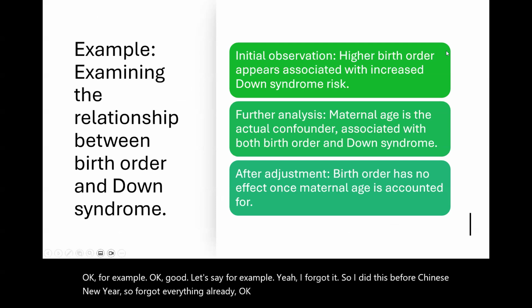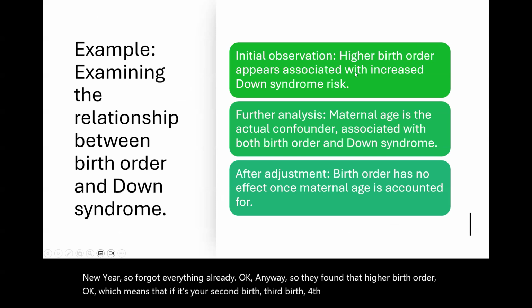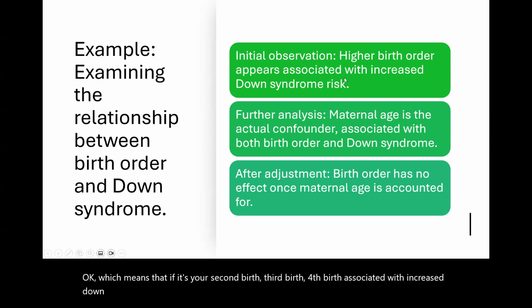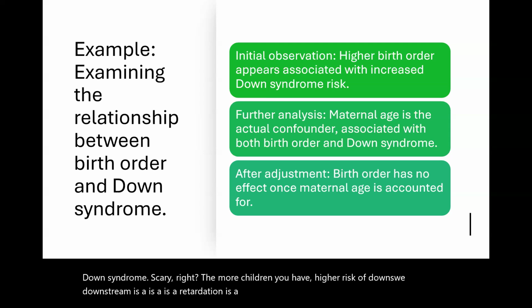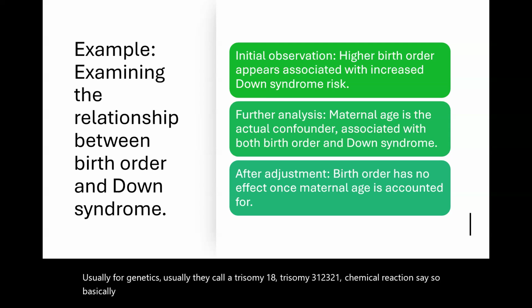Anyway, they found that higher birth order, which means a second birth, third birth, fourth birth, is associated with increased Down syndrome. Scary, right? The more children you have, the higher the risk of Down syndrome. Down syndrome is an intellectual disability. Usually for genetics they call it trisomy 21. So basically it's associated with higher birth order. Is it true?